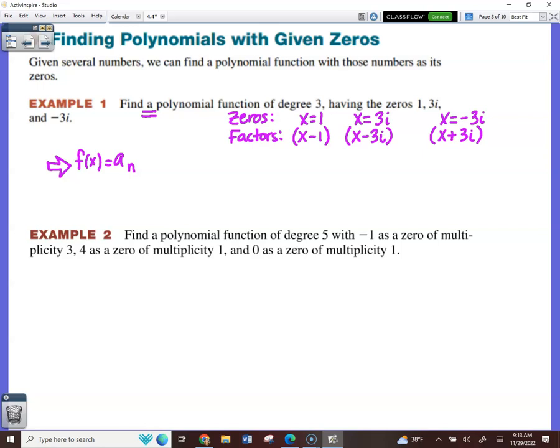Now we're going to put these together. We've got x minus 1. We've got x minus 3i. We've got x plus 3i. Now we do need to make a note though. What number can a sub n not be? Because if it is this number, it wipes everything out. So you've got to make a note like, okay, there's a small little restriction. A sub n cannot be 0. It can be anything you want, just can't be 0, because then that kind of nullifies everything.